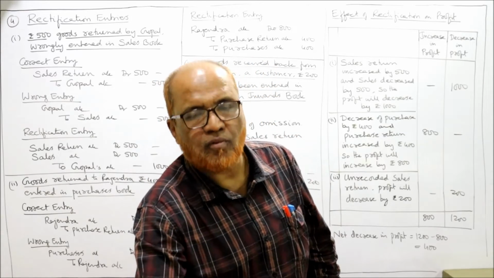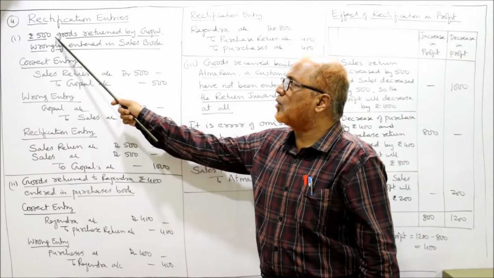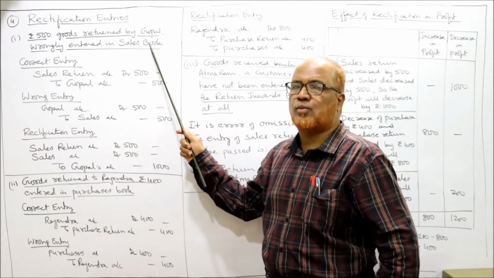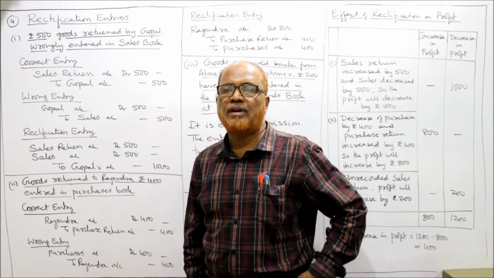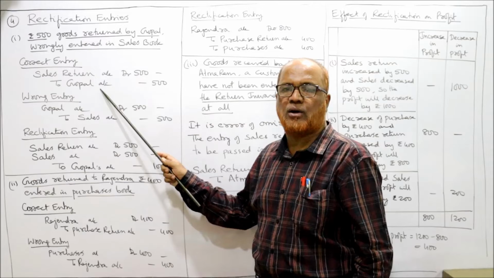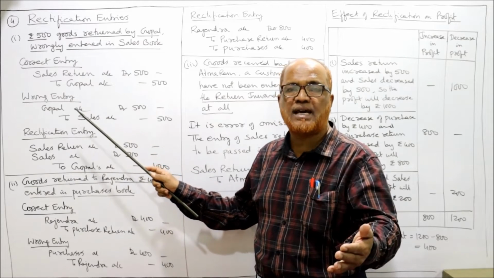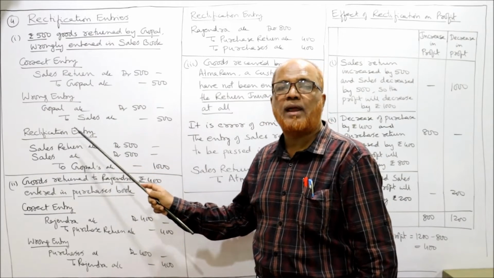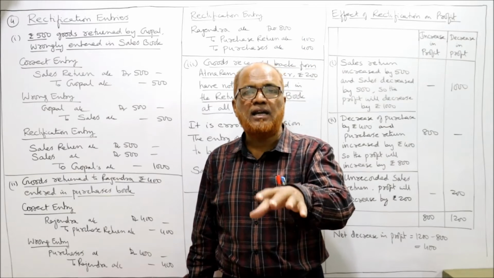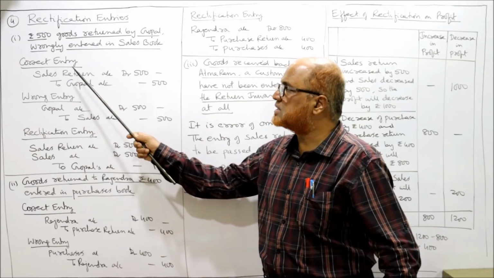So here I am showing what is the wrong entry, what is the correct entry, and what is the rectification entry. Rupees 500 goods returned by Gopal, wrongly entered in the sales book. The correct entry when goods are returned is sales return account debit to Gopal account. But by mistake, the wrong entry we passed is Gopal account debit to sales account. This is the wrong entry, and this is the correct entry.